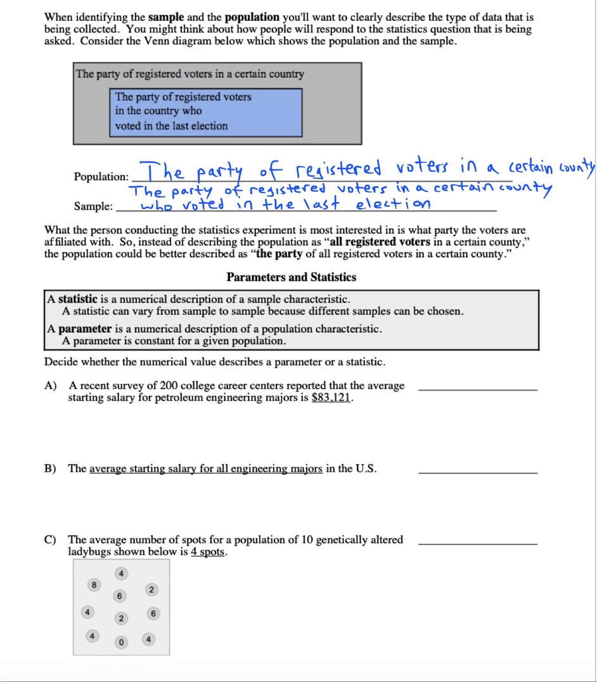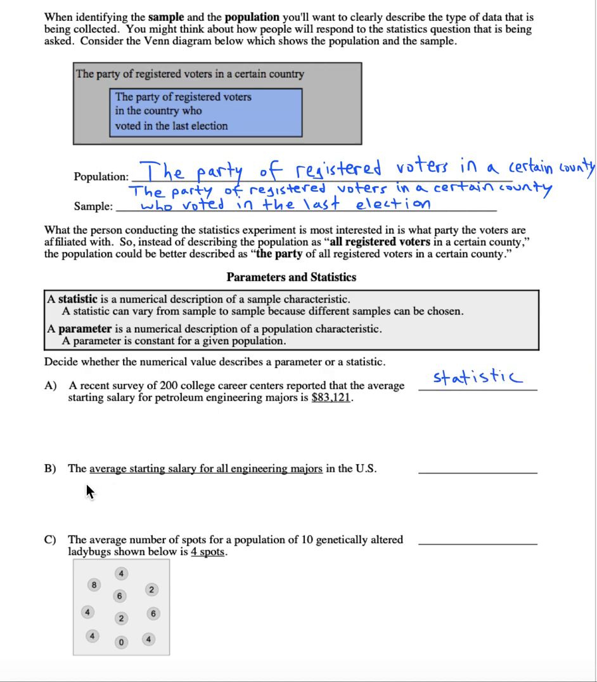Decide whether the numerical value below is a parameter or a statistic. A says, a recent survey of 200 college career centers reported that the average starting salary for petroleum engineering majors is $83,121. Is this a statistic or a parameter? So, since the survey is of 200 career centers, and that's not all the career centers out there, this is going to be a statistic. It's from a sample.